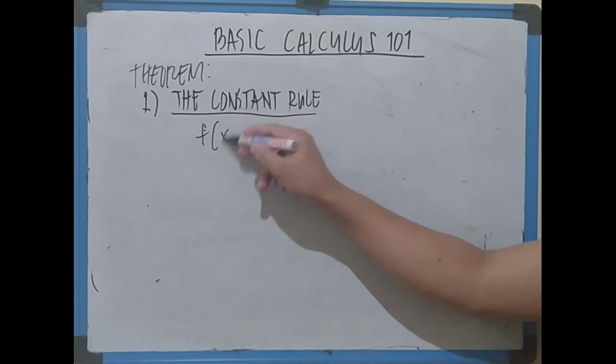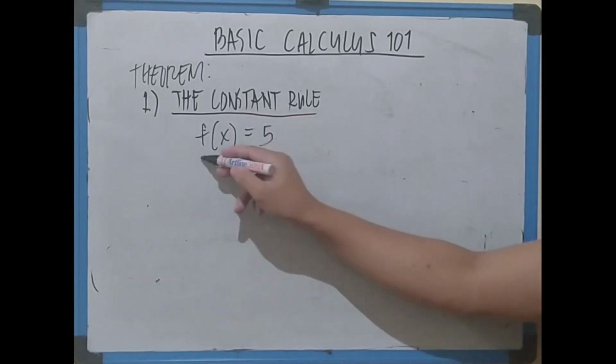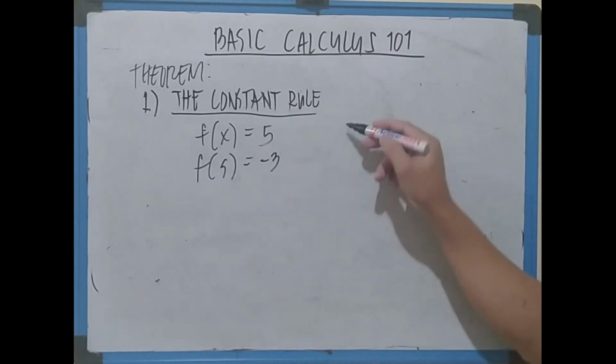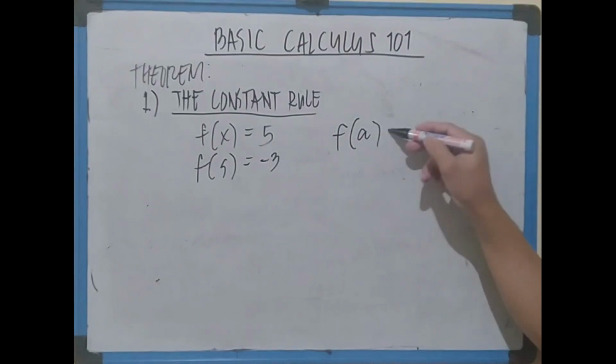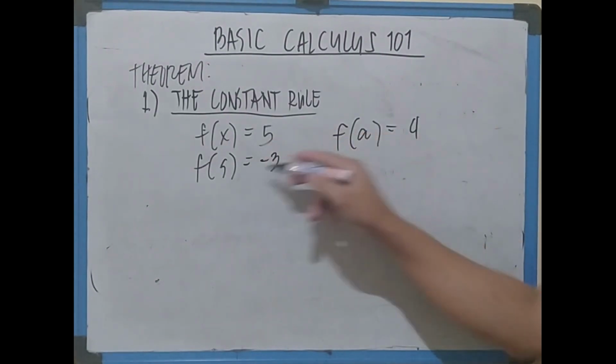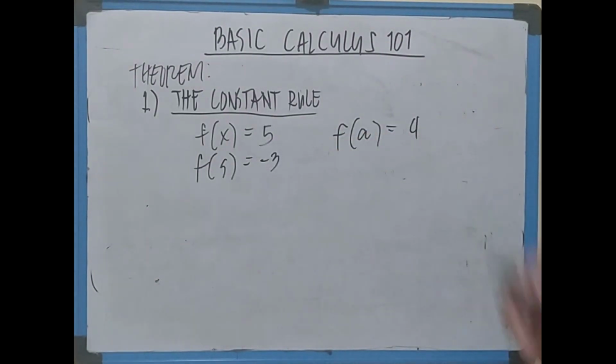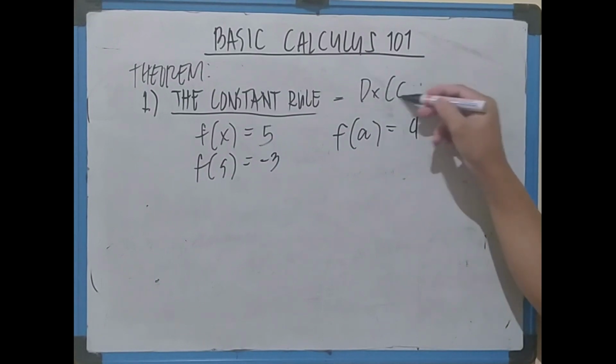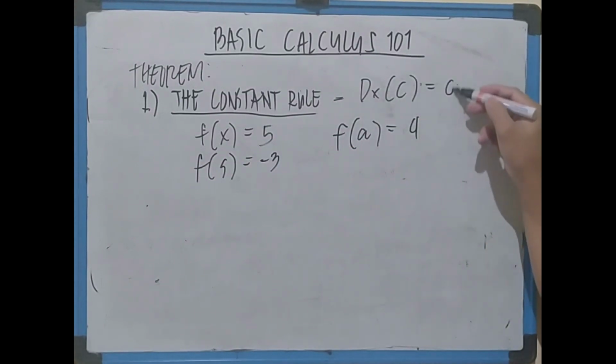So, if we have f of x is equal to 5, f of s is equal to negative 3, f of a is equal to 4. These are all constants, 5, negative 3, and 4. So, according to the constant rule, ang derivative of constant is always equal to 0.